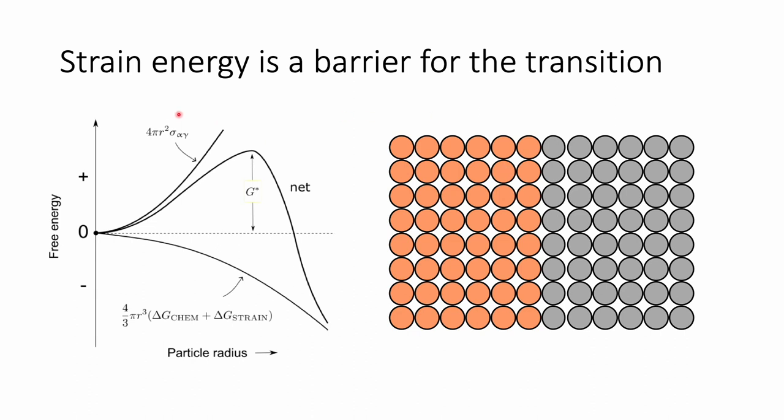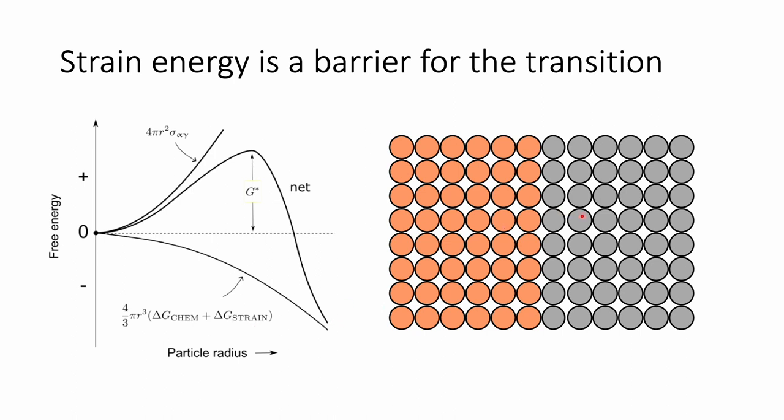Here we try to emphasize the strain energy is the barrier for the transition again. So this is the figure we discussed before, and we're saying volume for a sphere multiply delta G chem plus delta G strain. And we say where you have the temperature below TE, delta T is the driver force, which will make the delta G chem become negative. But delta G strain is a barrier.